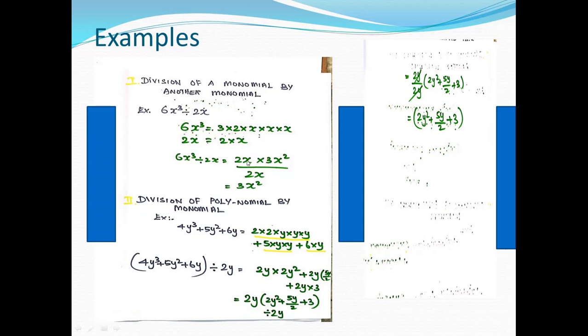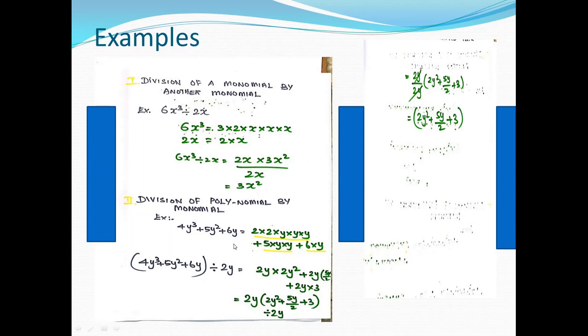6x cube divided by 2x can be written as 2x multiplied by 3x square over 2x. See here, 2x is the common factor for the numerator and the denominator. So I have written 2x here separately. The remaining factors are 3 and the x's remaining here, 3x square. So we can strike off 2x and the solution will be 3x square.